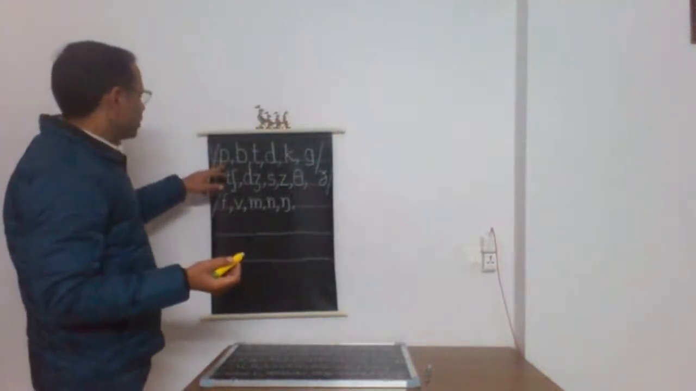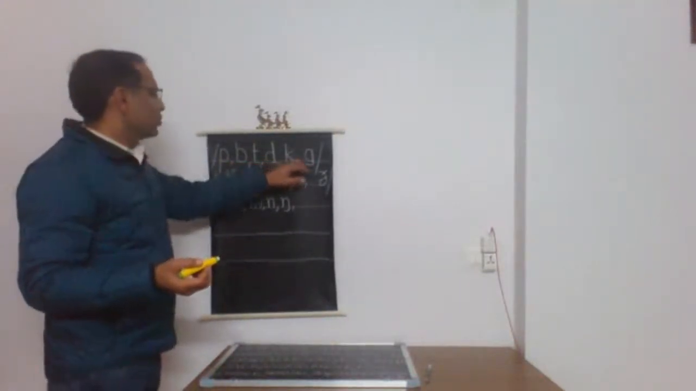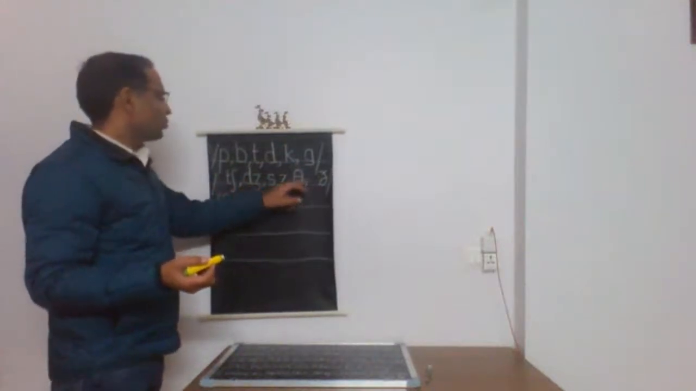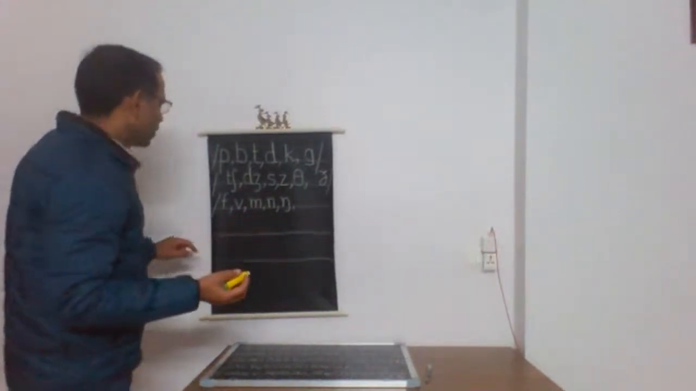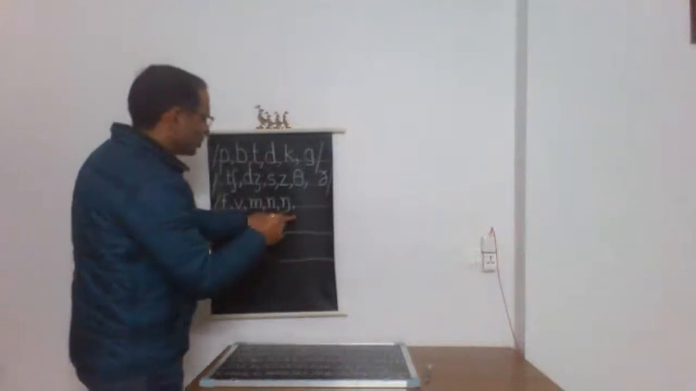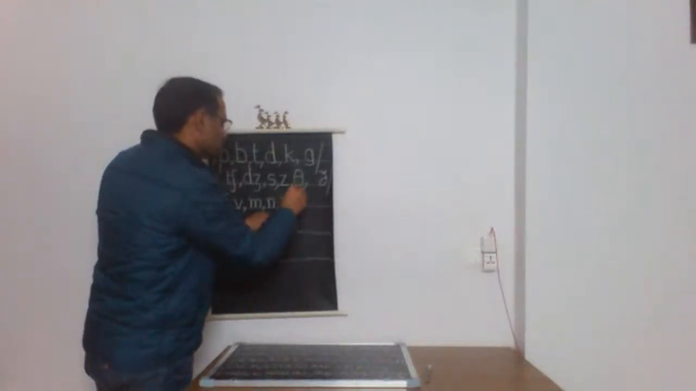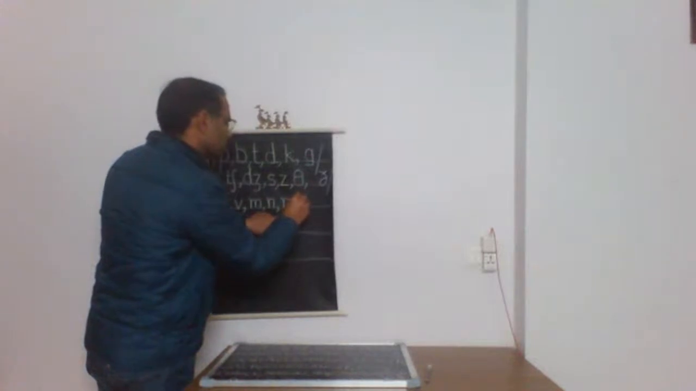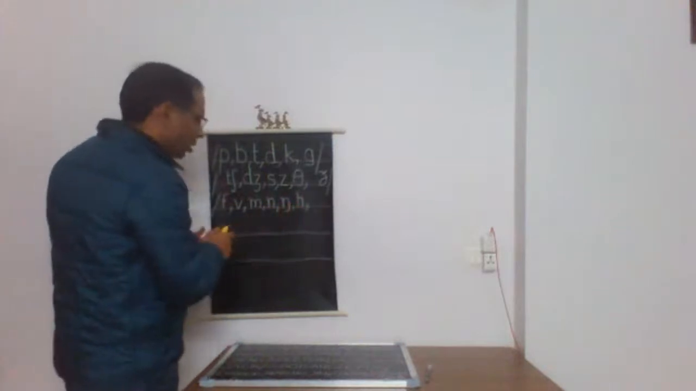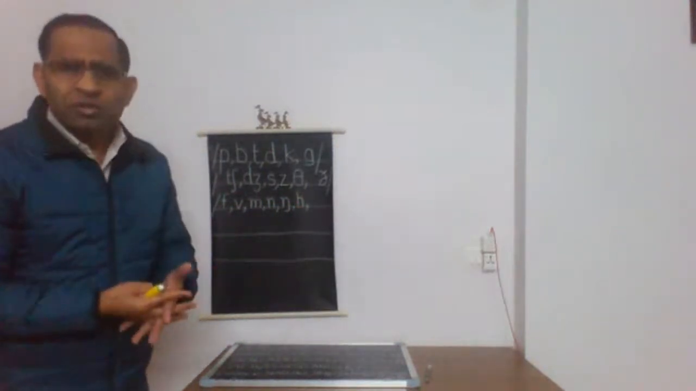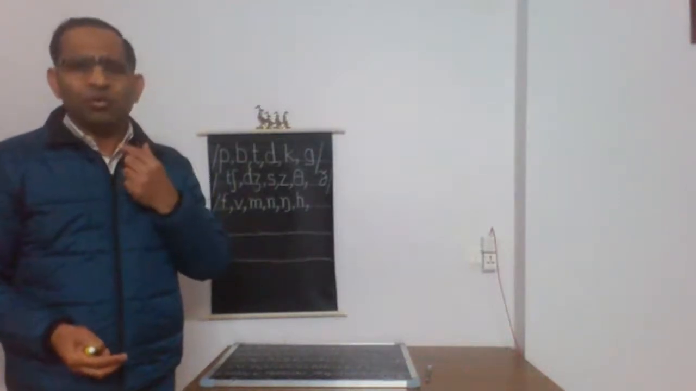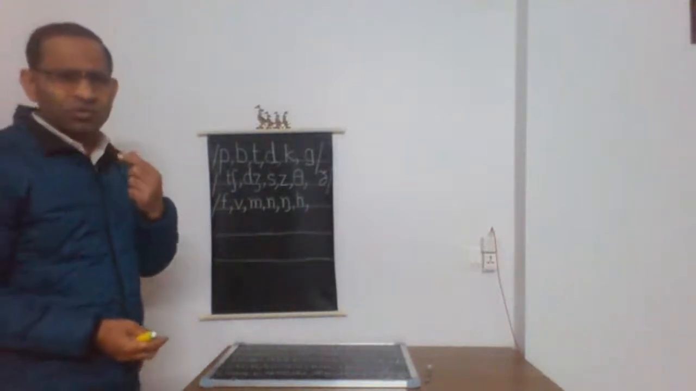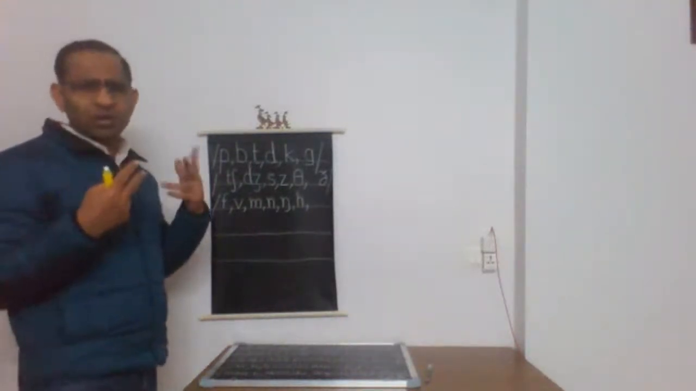Okay, how many sounds have we written here? 1, 2, 3, 4, 5, 6, 7, 8, 9, 10, 11, 12, 13, 14, 15, 16, 17. And then we have h. H is a glottal sound because we produce this sound with the help of the vocal cords. It is produced at your glottis, the open space between the two vocal cords.